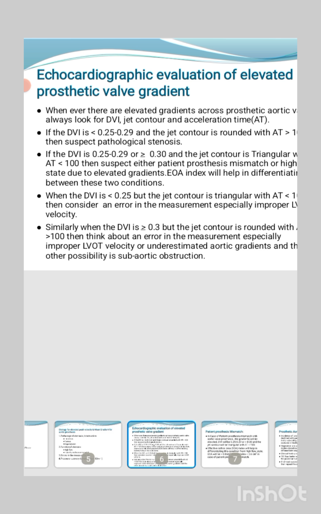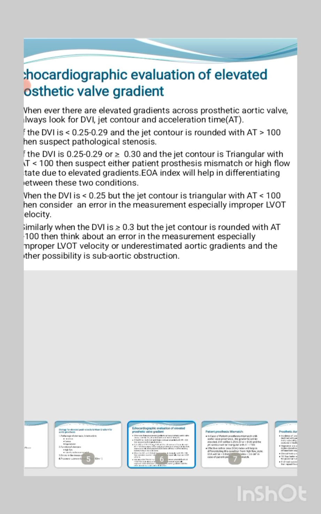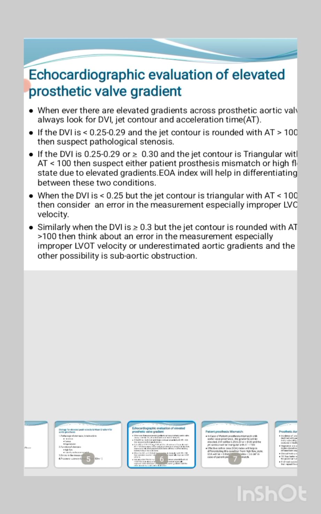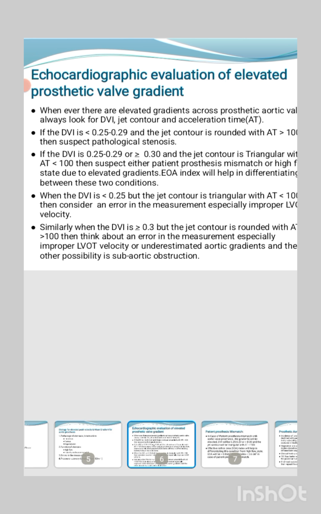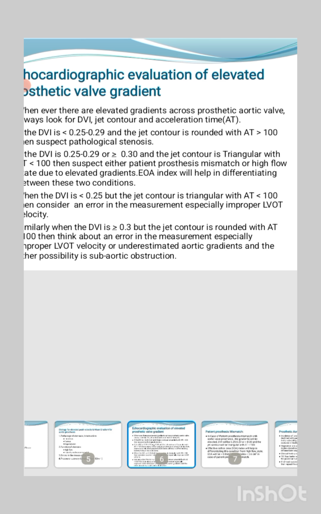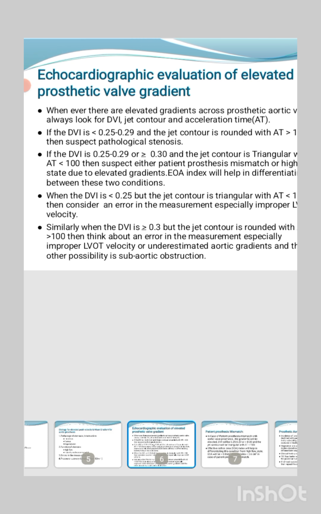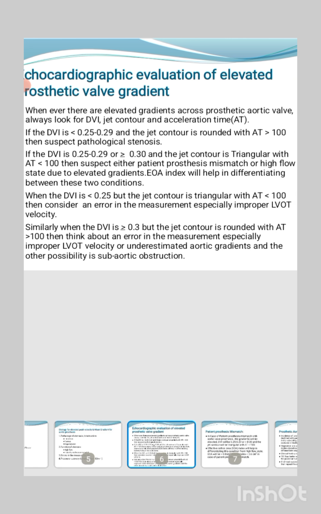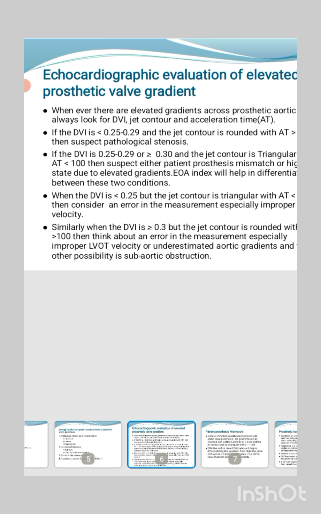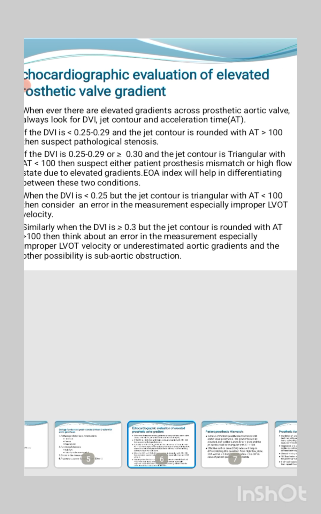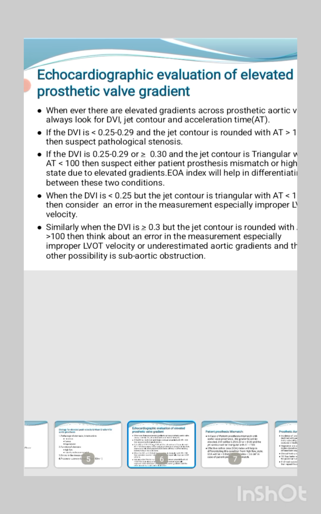When the DVI is less than 0.25 but the jet contour is triangular with acceleration time less than 100, then consider an error in the measurement, especially improper LVOT velocity. Similarly, when the DVI is greater than 0.30 but the jet contour is rounded and acceleration time greater than 100, then think about an error in the measurement, especially improper LVOT velocity or underestimated aortic gradients, and the other possibility is subaortic obstruction.